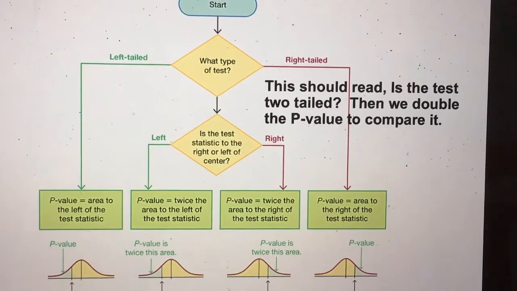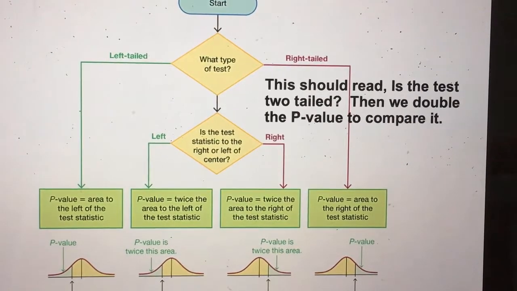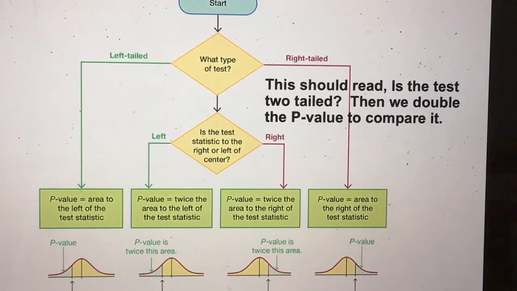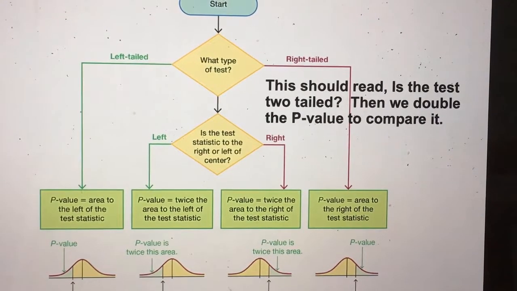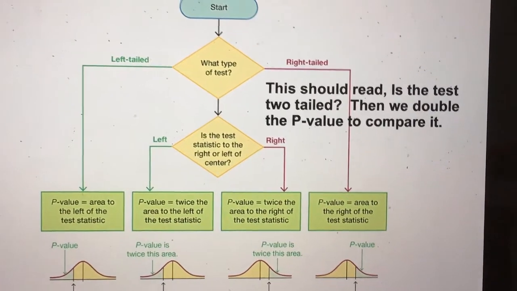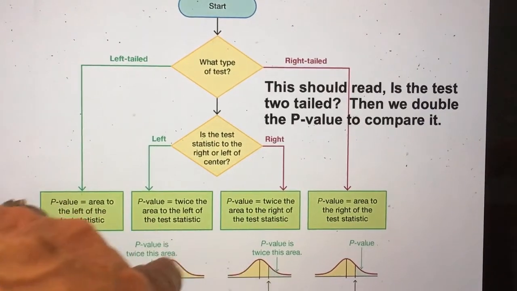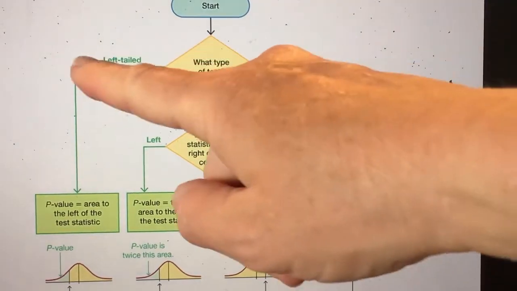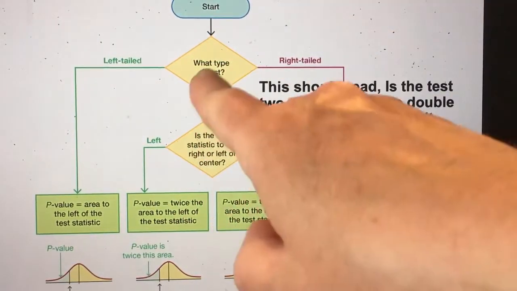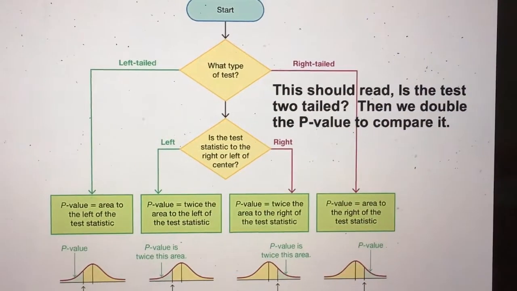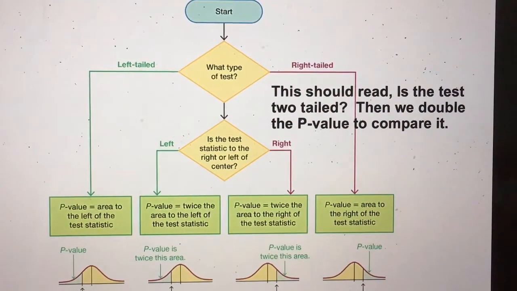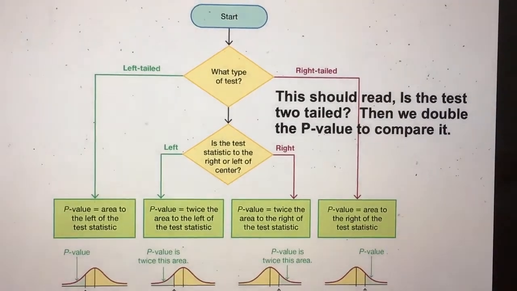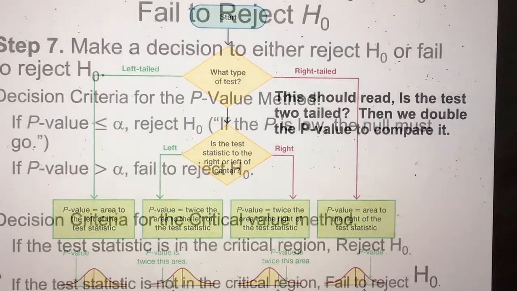So I'm not quite sure why they said is the test statistic to the right or the left. I think they meant is the test statistic to the right and the left of the center. So basically, is there an area to the right and the left? Is it a two-tailed test? Because they already did left and they did right, and so this one is the only one that's left, which is two-tailed. So I'm not quite sure. That's just an odd little thing. I don't think it's a very good illustration of what's truly going on here.